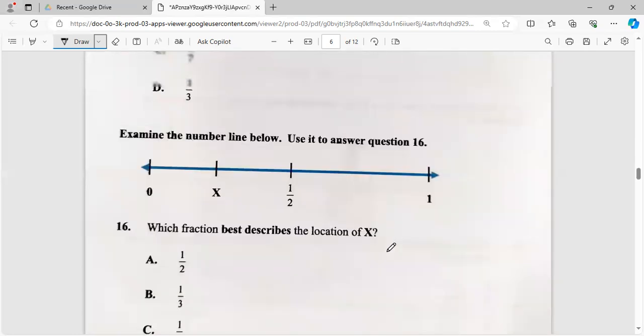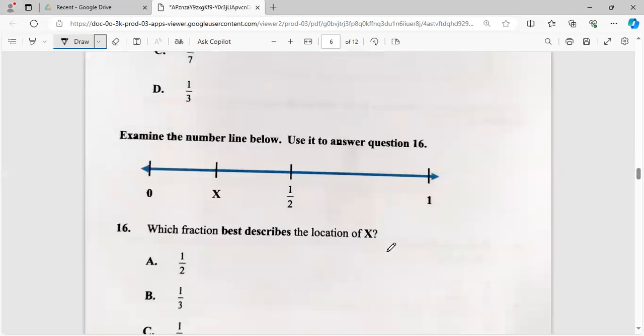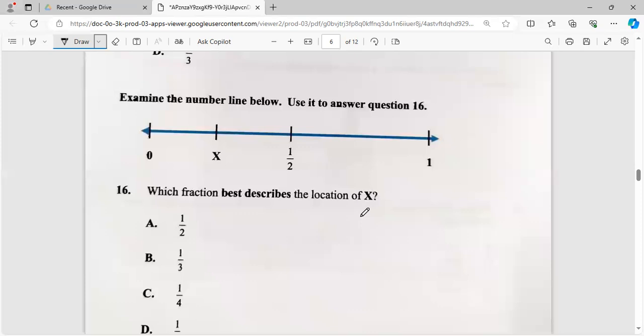Examine the number line, use it to answer item 16. Which fraction best describes the location of x? Now it doesn't reach a half, and you can see that it could be about a quarter, based on the fact that the distance from here to here is the same. So I would go with a quarter, which is C.